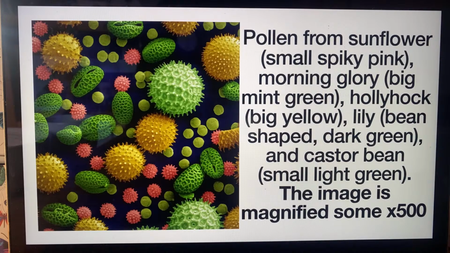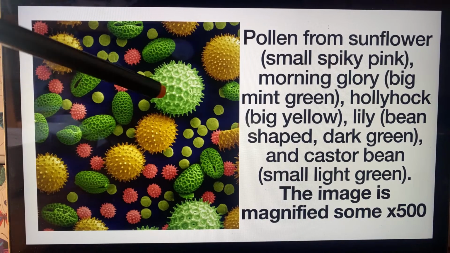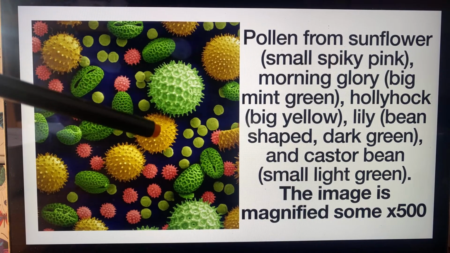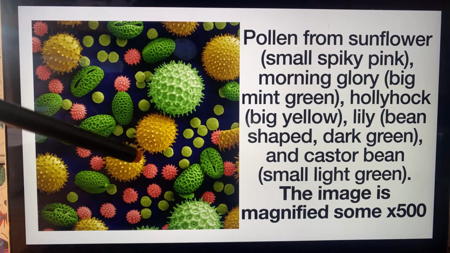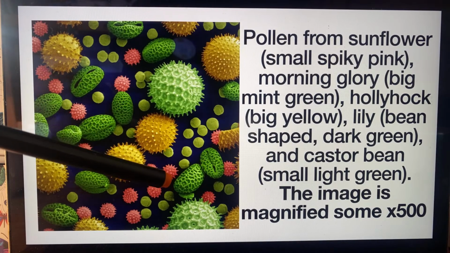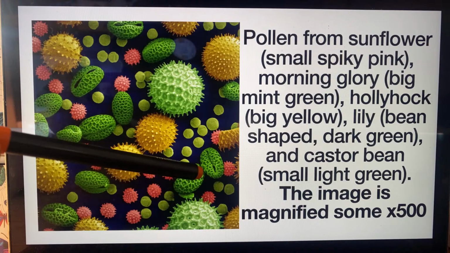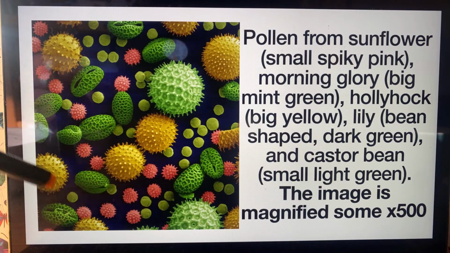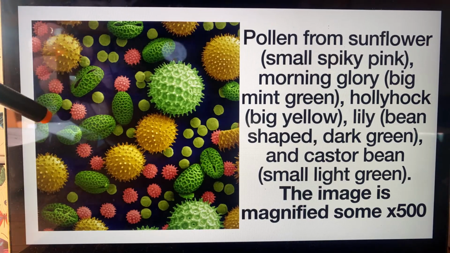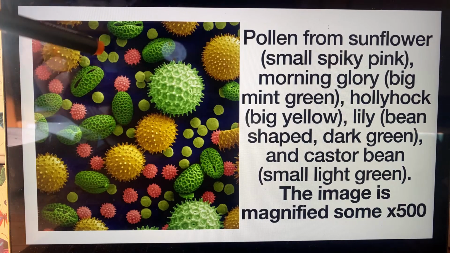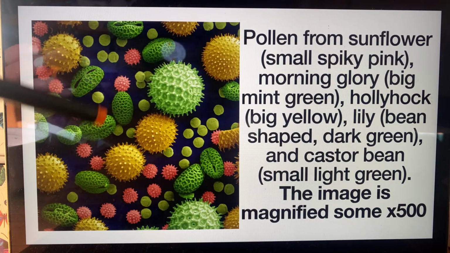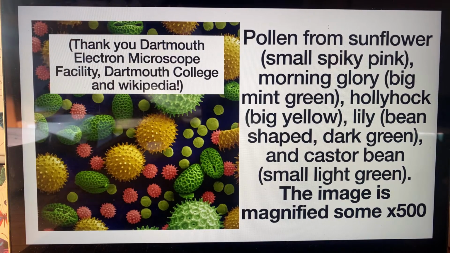Oh look, I've shown you a picture of some pollen. I forgot, under a microscope. Isn't that pretty? So the small spiky pink stuff is sunflower pollen. Morning glory is the big mint green one. Hollyhocks, love hollyhocks, are the big yellow ones. So this is all pollen seen through a microscope. Lilies are the little dark green ones, and castor beans are the very small ones. But this image is magnified by about 500 times. So the pollen here is all 500 times bigger than it actually would be. So you couldn't see it with your eyes. Thank you, Dartmouth Electron Microscope Facility, Dartmouth College and Wikipedia for that.